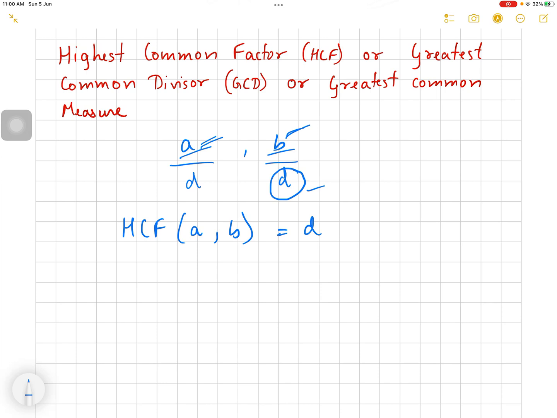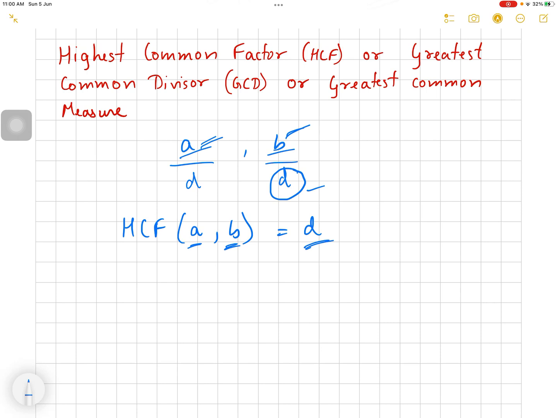When it comes to a factor, it is always a positive number. One of A and B can be negative, still D is going to be a positive number always. So the HCF is always a unique positive integer. So HCF of two numbers is a unique positive integer always.